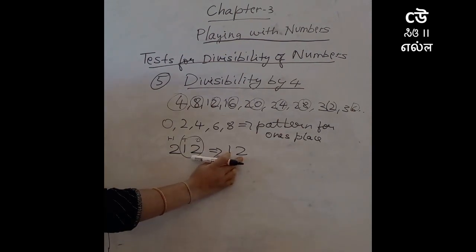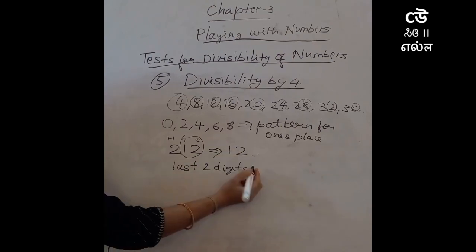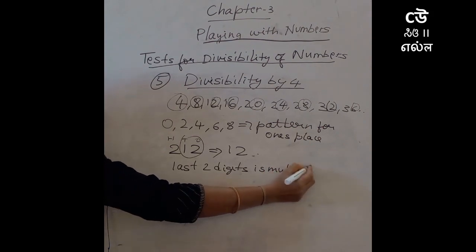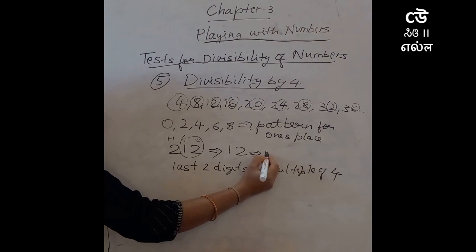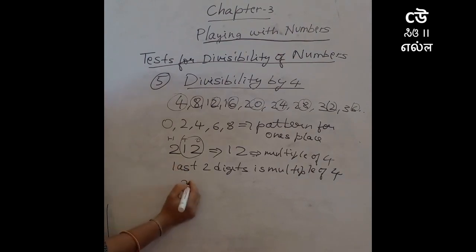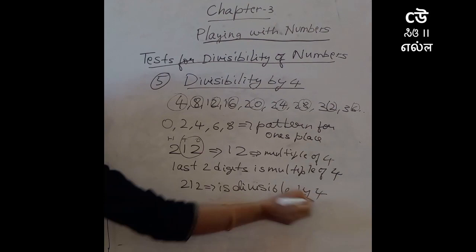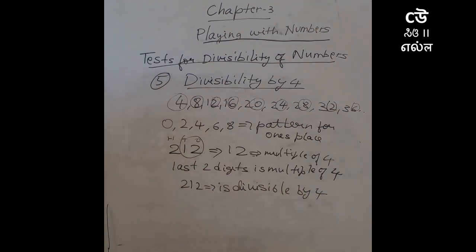If that last two digit number is a multiple of 4, then you can tell that it's divisible by 4. Okay. Here the last two digits should be a multiple of 4. As here it is a multiple of 4, we can tell that 212 is divisible by 4, okay? By seeing the last two digits of a given number, if that is a multiple of 4, then you can tell that it is divisible by 4. Okay. I'll take one more example, that is 1936.